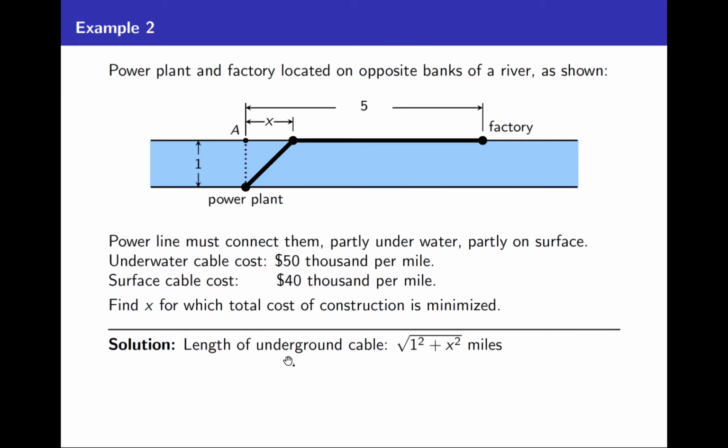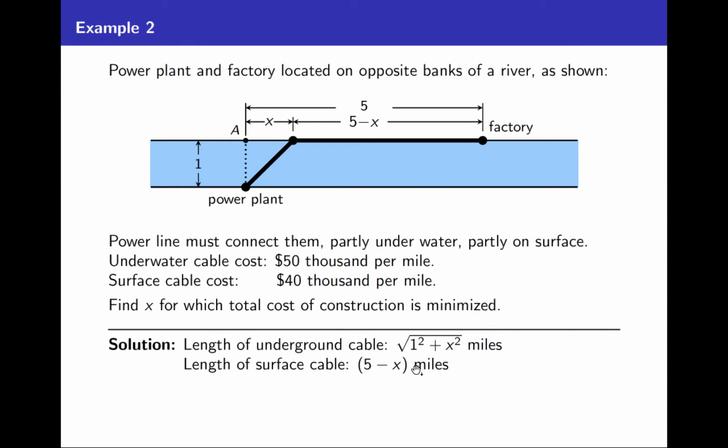The length of this underground cable would be, well, we could get it with the Pythagorean theorem because that length is the hypotenuse of this right triangle whose legs are 1 and x. So the length of the underground cable by the Pythagorean theorem is the square root of 1 squared plus x squared miles.